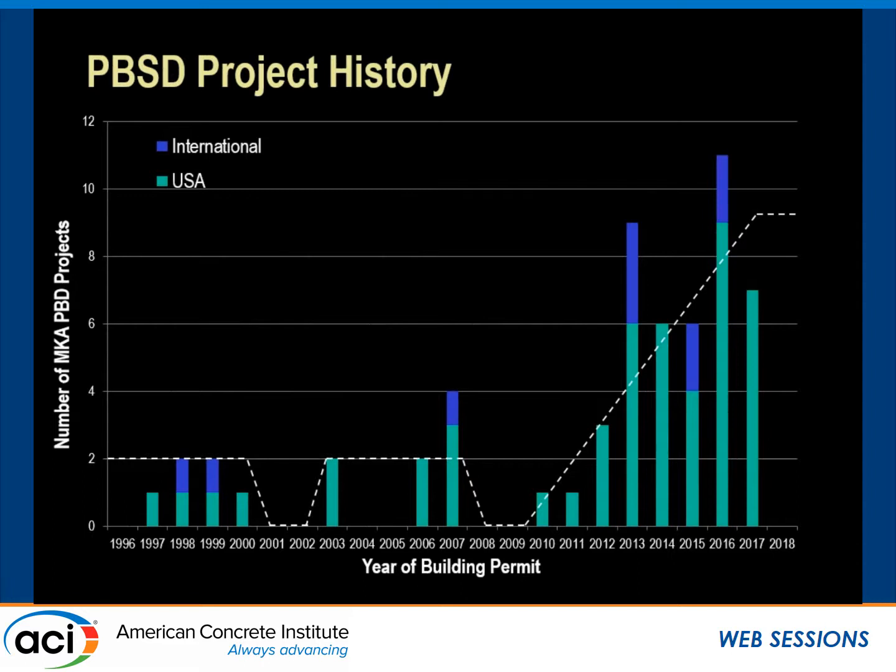So this shows you just some performance-based design number of projects that we've done over the years. Going back to the mid-90s, we were doing just 1 or 2 projects a year, really up until 2012 when it really took off, and we as a company have been doing somewhere around 6 to 10 performance-based design projects per year for roughly the past 5 years or so.